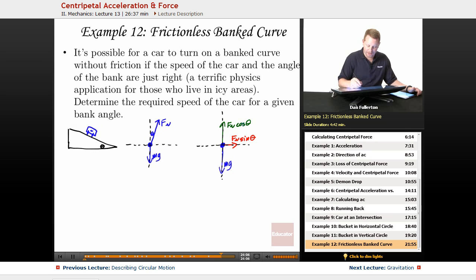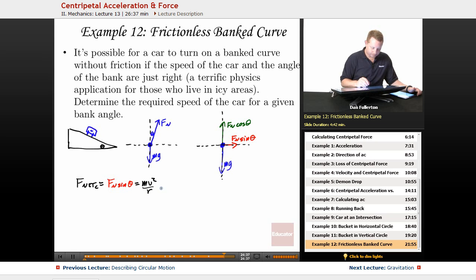So once I have my pseudo-free body diagram, I can come back here and write my Newton's second law equation. F net c equals, well, I'm going to replace F net c with all of the different forces I have pointing toward the center of the circle. In that case, it's Fn sine theta. So Fn sine theta points toward the center of the circle, and that must be equal to mv squared over r.